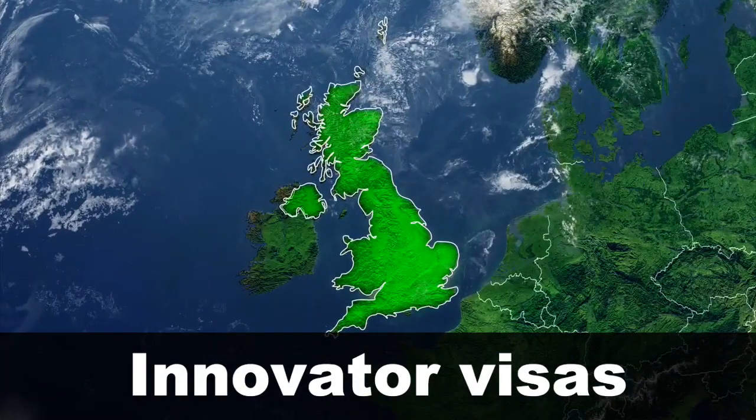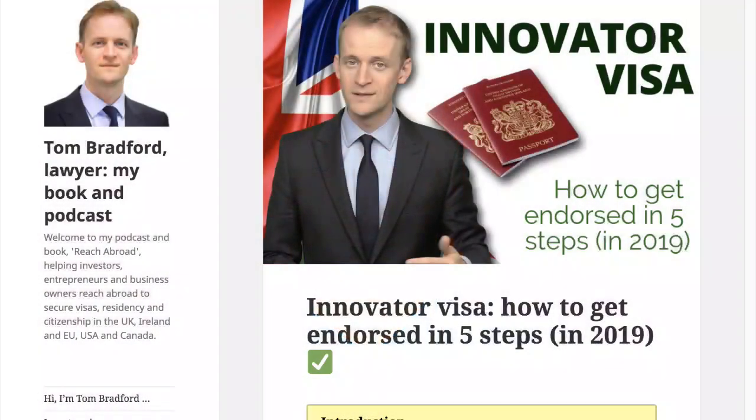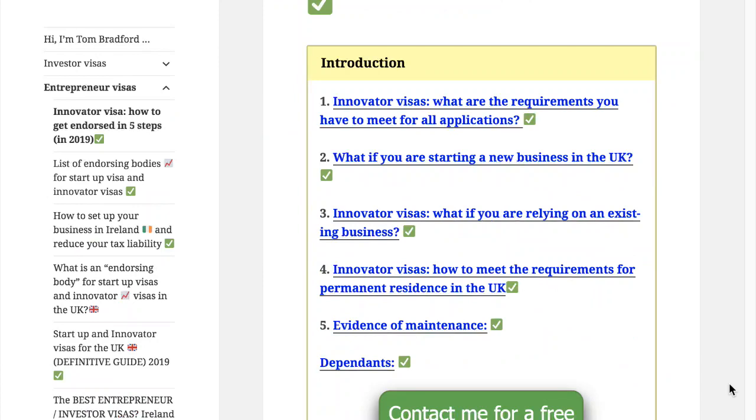In this live stream, we're going to go over how to apply for an Innovator visa in 5 steps. Now, I've prepared a guide on how to do this, which you can find just on the link below. It's on the extract to my book on my blog, so you can see that by just clicking on the link below. And those 5 steps cover the 5 key areas you need to bear in mind.